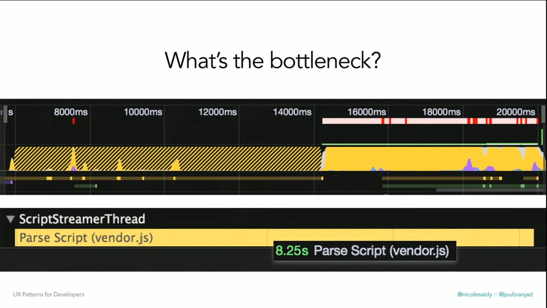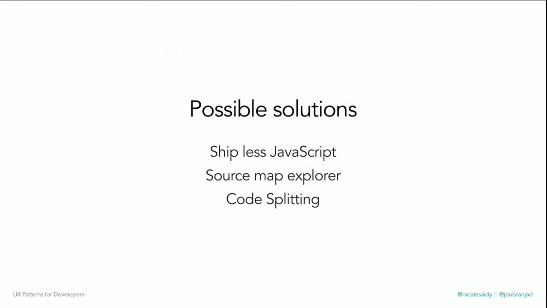JavaScript. So this is a real trace that I took from nasa.gov on my MacBook Pro with only 5 times CPU throttling. The main thread was blocked for more than 8 seconds just parsing the vendor.javascript. So we don't want to block the main thread just because we want to parse big JavaScript files. So I'm going to give you some possible solutions in order to ship less JavaScript.